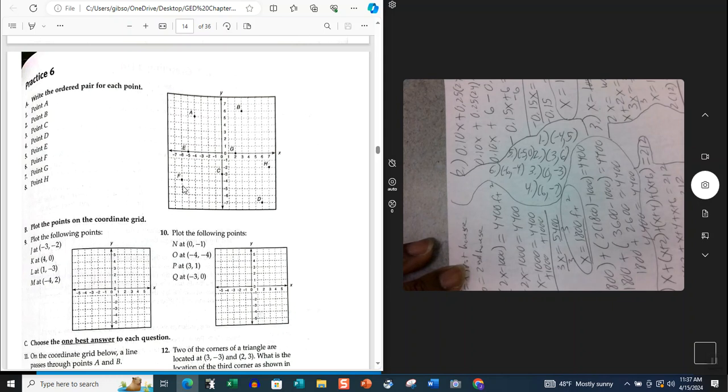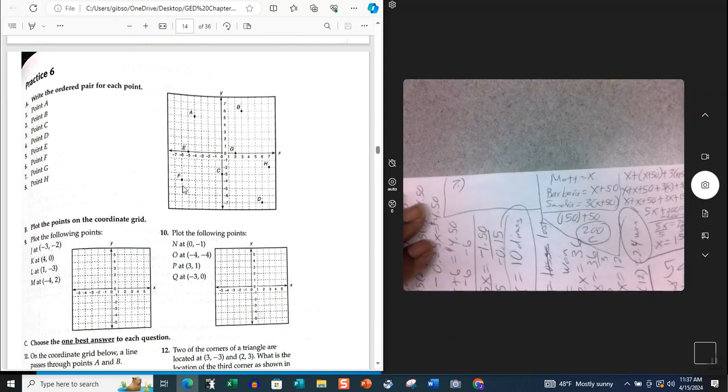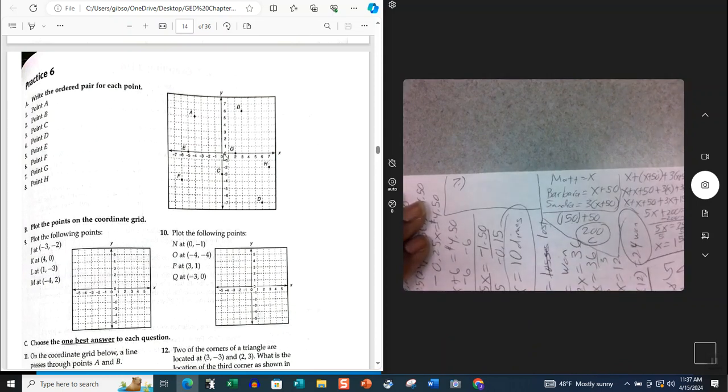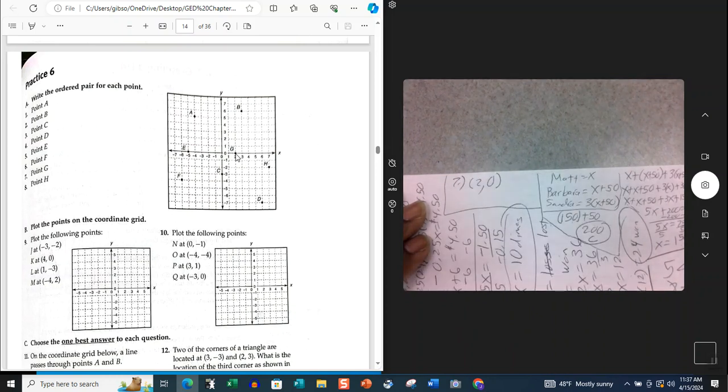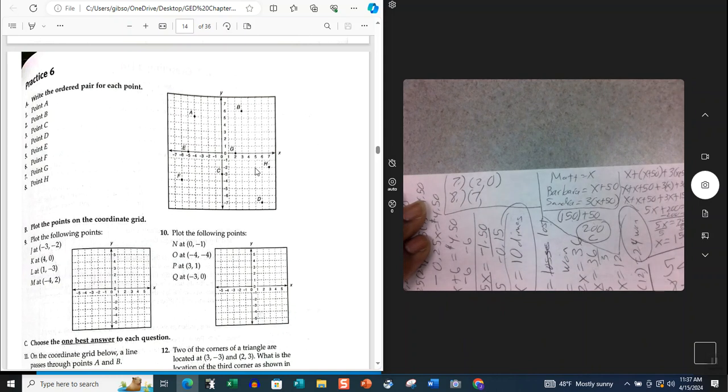Okay, now for number 7. Number 7, you got point G. Again, you notice we have 2 for the x value. And you notice we didn't go up or down, so that means y stayed. So that'll be 0. Okay, last but not least, number 8, we have point H. We go to point H, and then if you notice, where the x-axis is at 7, and then the y-coordinate will be -2.